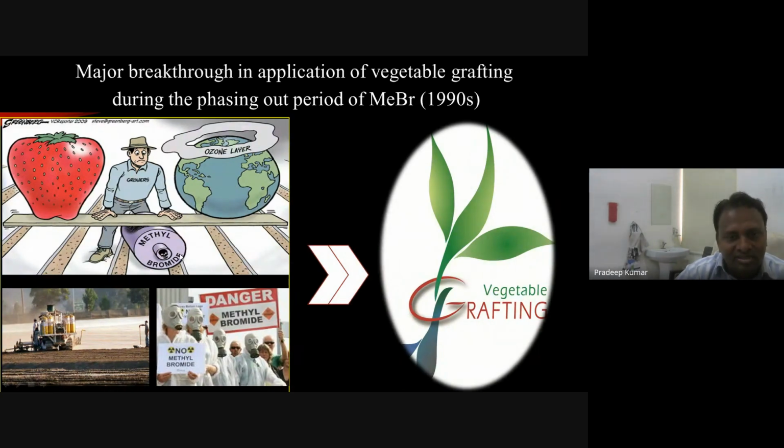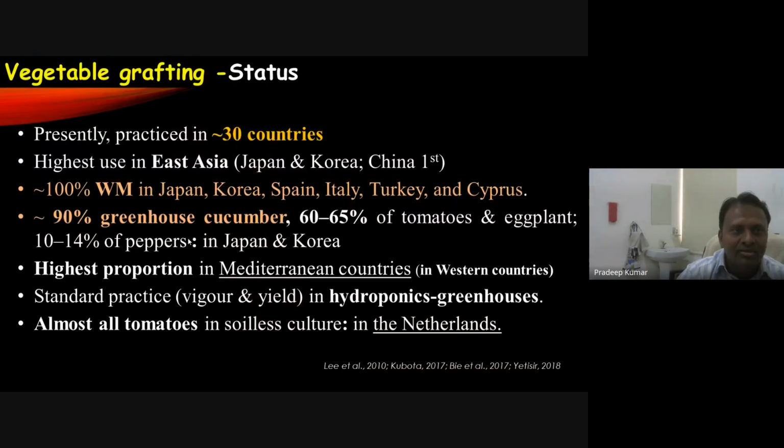If you see the literature, from 1995 onward, research on grafting increases, and today almost 100 countries are using grafting, either at research level or at farm level. So presently, it is not only 30 countries, it is around 100 countries now. They are using it at a small to larger scale, mostly concentrated in Japan, Korea, and China, which is the leading one.